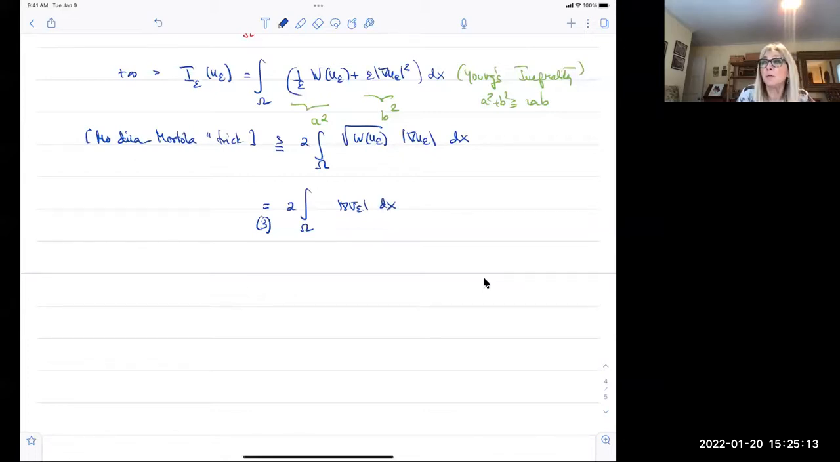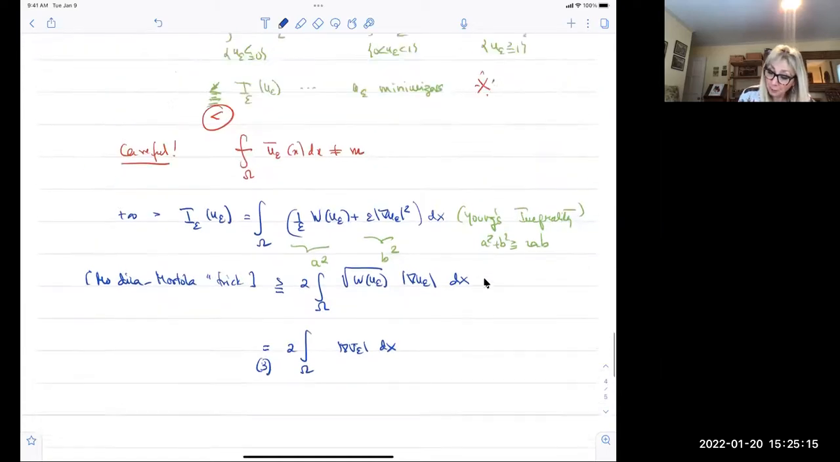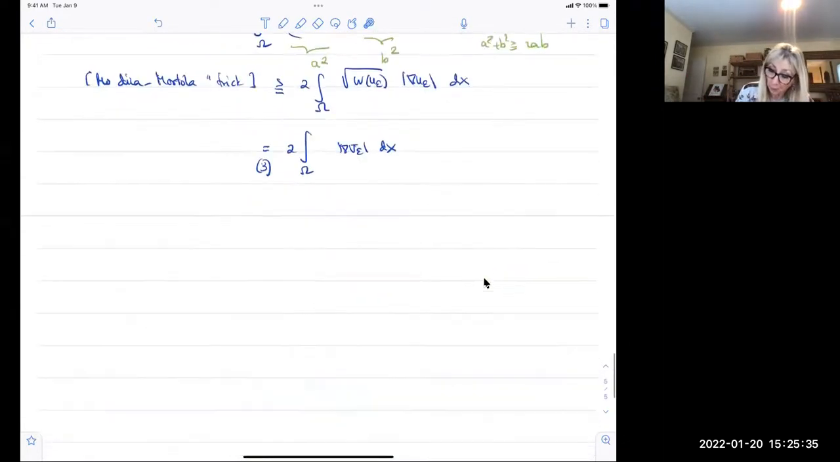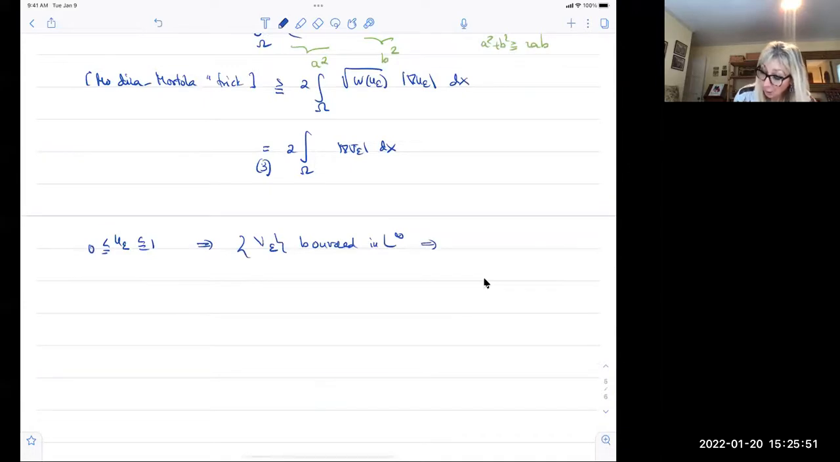Okay, so then what do I have? Remember that V epsilon is, phi is a nice continuous function. I'm assuming that u epsilon is bounded between 0 and 1. So then V epsilon is going to be bounded, right? It's a continuous function of a bounded function. So it's bounded in L infinity. In particular, it's bounded in L1.